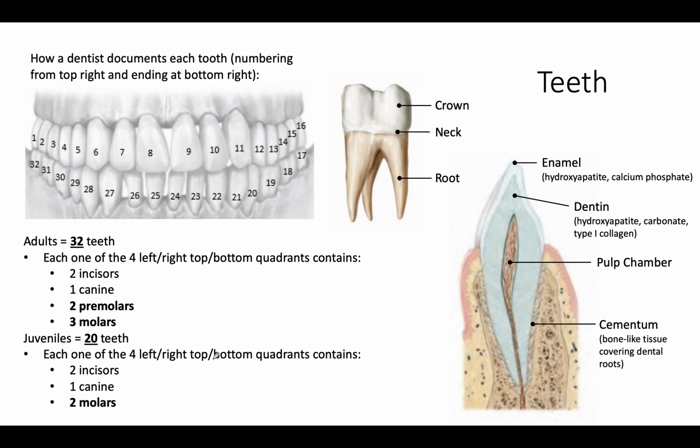So here's just looking again at our teeth. Remember that enamel is made of hydroxyapatite and calcium phosphate. We only have the amount that we are born with, and we can't make any more than that. So make sure that you take advantage of that, because our dentin is pretty gray. So if you want your pearly whites, keep your enamel in check. Okay, and again, here's our 32 teeth. In juveniles, we only have 20.